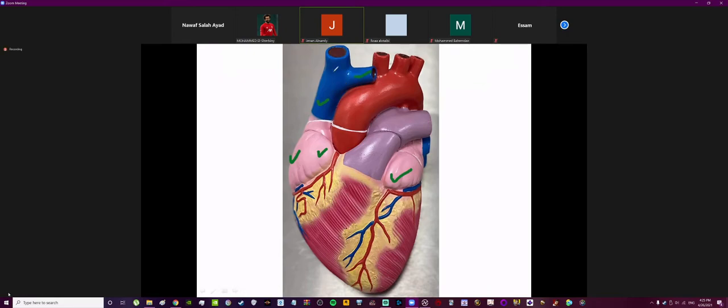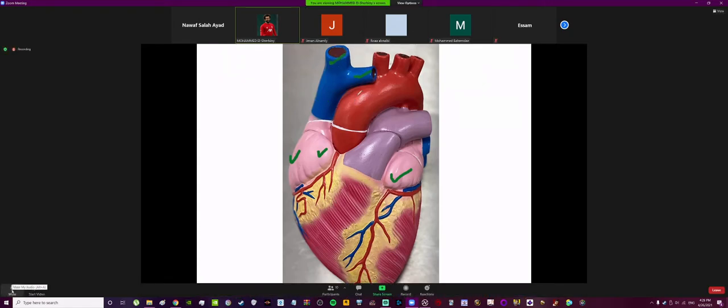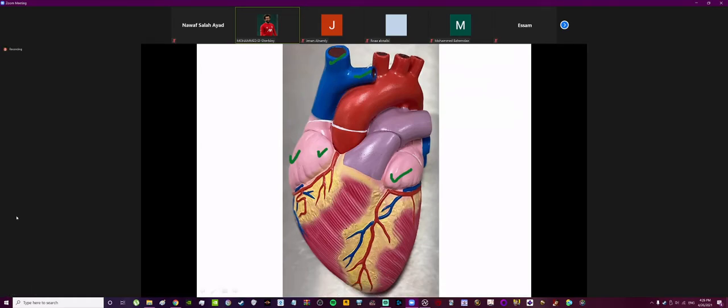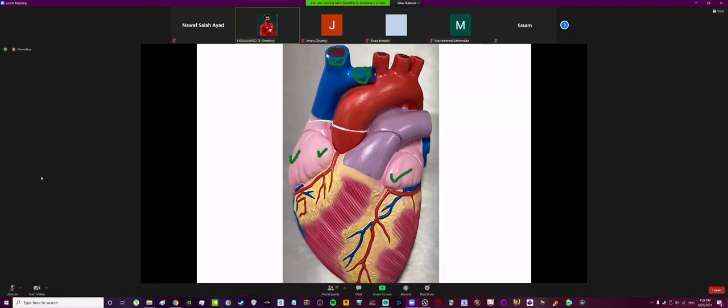The left brachiocephalic vein, and the other one is the right brachiocephalic vein. We have two veins here forming the superior vena cava. The superior vena cava is formed by the union of two veins, the left brachiocephalic vein and the right brachiocephalic vein, because it drains into the atrium.